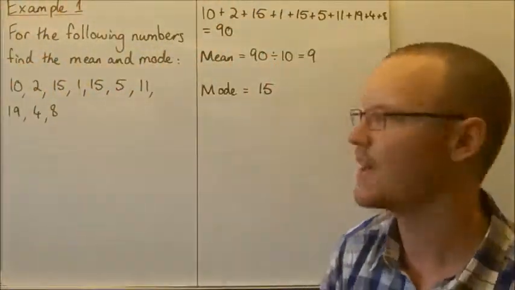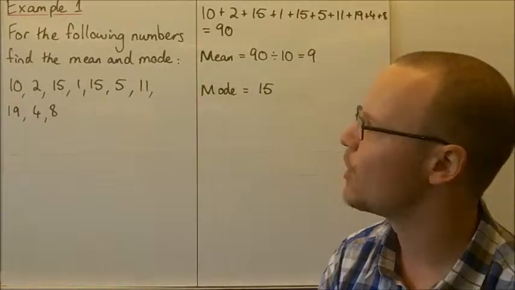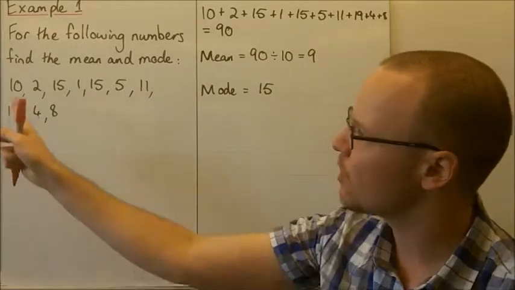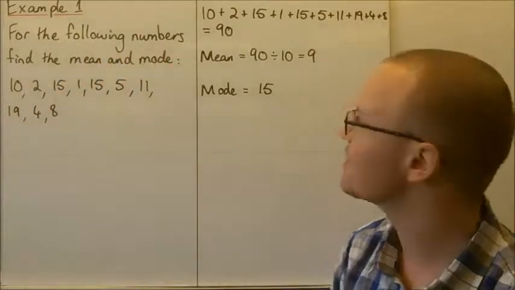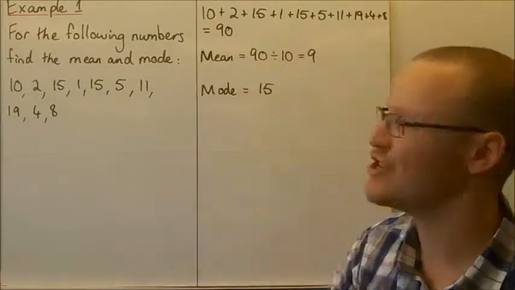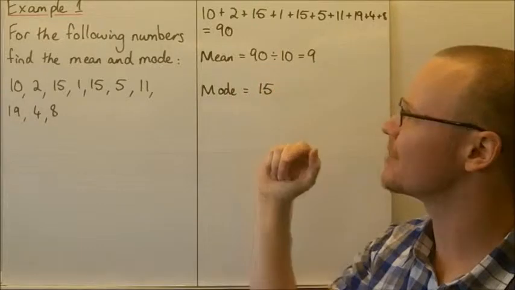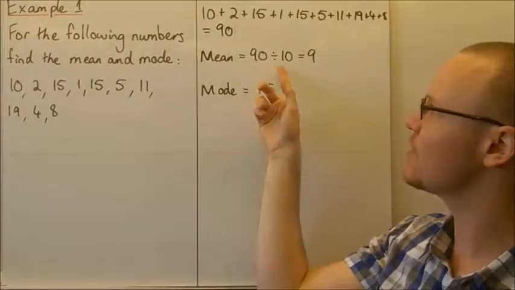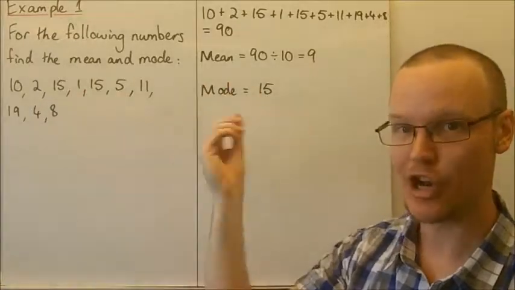So let's have a practice of that now. Looking at the first example, let's just look at the mean and mode of this set of numbers. So we've got 1, 2, 3, 4, 5, 6, 7, 8, 9, 10 numbers, so 10 numbers here. If we add them all together, we get 90. So to find the mean, we add them all up and divide by how many there are, 10 numbers. So 90 divided by 10 is 9. So the mean for this set of data is 9.